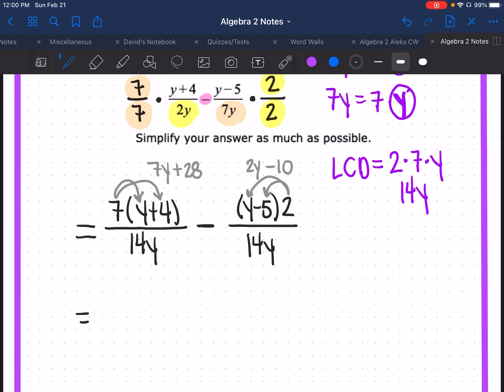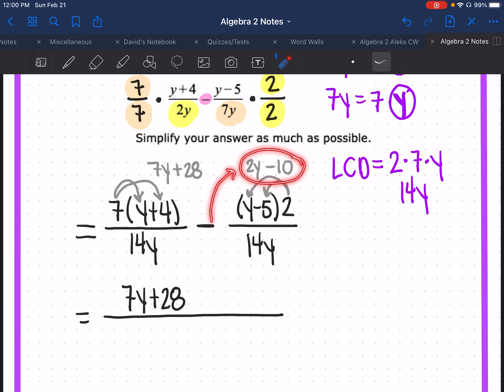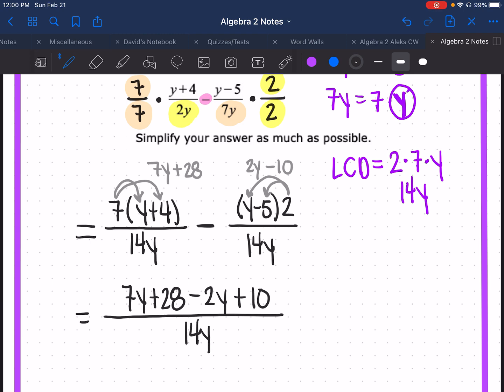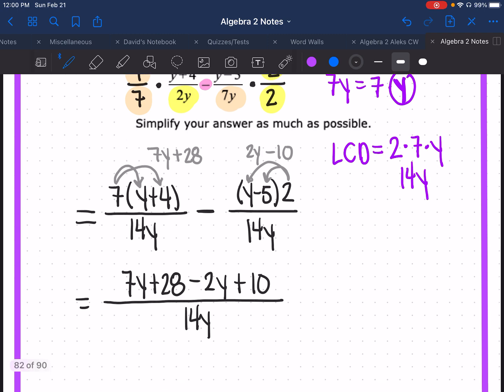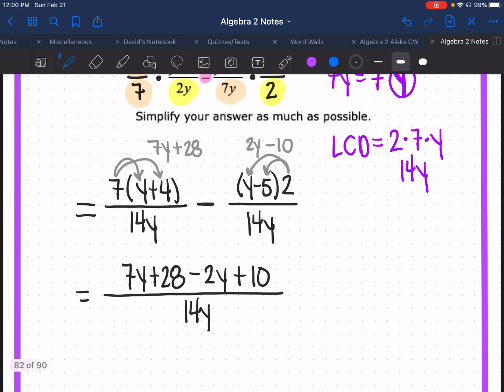All right, here's my next step. I'm going to combine it all into one big fraction. So 7y plus 28 for my distributing of my first rational numerator. Then I'm going to subtract this, but remember that means I'm distributing it. So minus 2y plus 10. Okay, now I'm going to combine together my like terms.